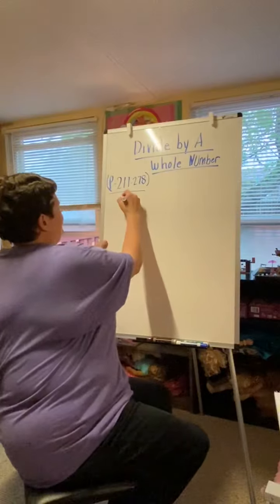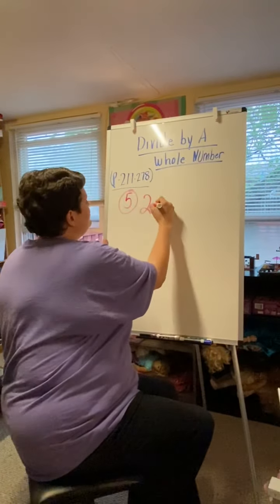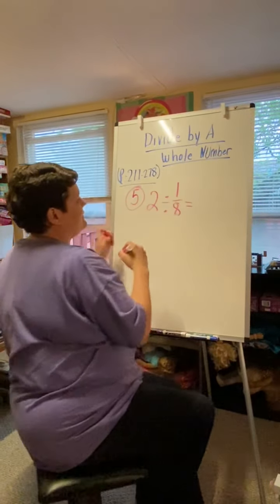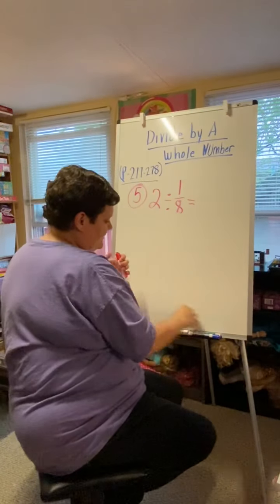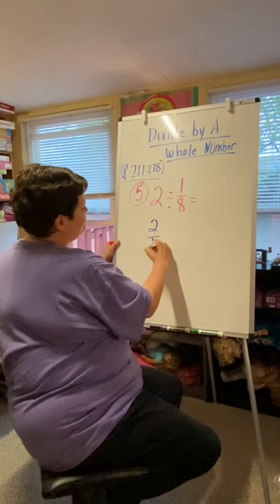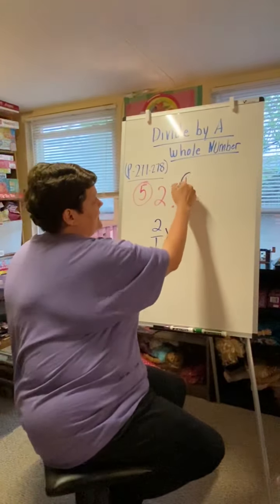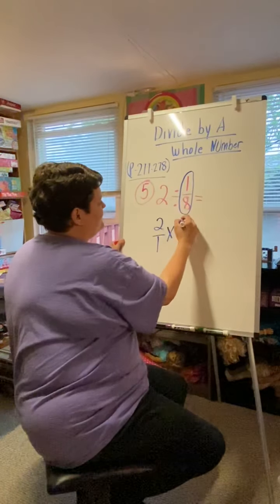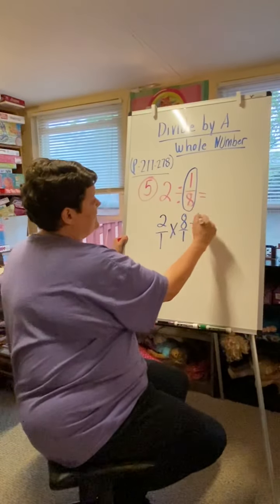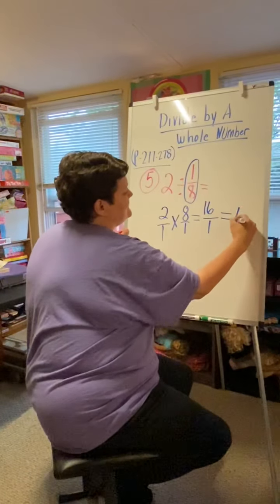Let's look at number 5 here. Number 5 is 2 divided by 1/8. Remember, we're still working with division. So what I'm going to do is bring my whole number 2 and put it over 1. Change my division sign to multiplication. I'm going to flip this number over, and it's going to be 8 over 1. And I just multiply straight across. 2 times 8 is a 16 over 1, which equals 16.